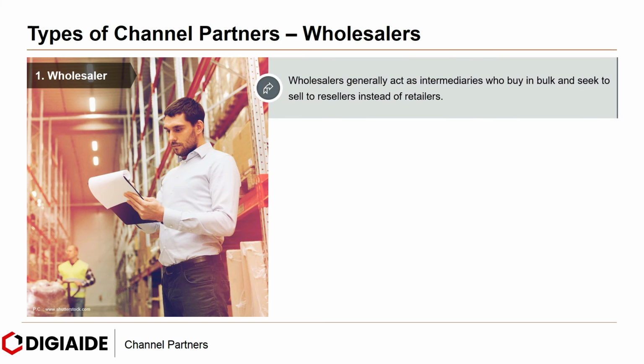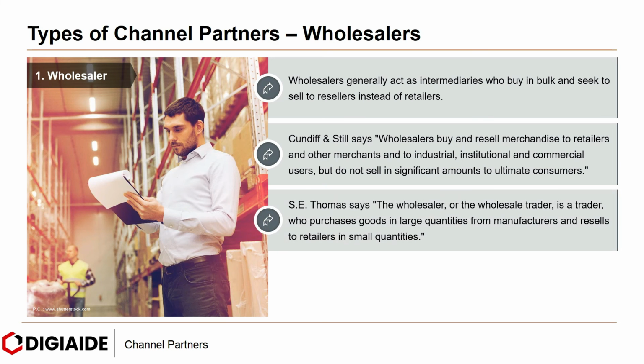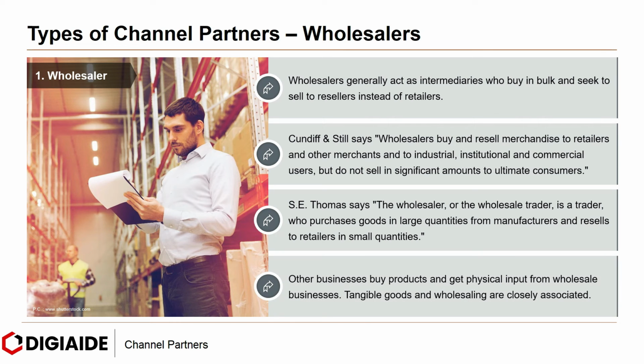Wholesalers generally act as intermediaries who buy in bulk and seek to sell to resellers instead of retailers. Cundiff and Still say, wholesalers buy and resell merchandise to retailers and other merchants, and to industrial, institutional and commercial users, but do not sell in significant amounts to ultimate consumers, as in the end consumer. S.E. Thomas says, the wholesale trader is a trader who purchases goods in large quantities from manufacturers and resells to retailers in small quantities. Other businesses buy products and get physical input from wholesale business. Tangible goods and wholesaling are closely related.